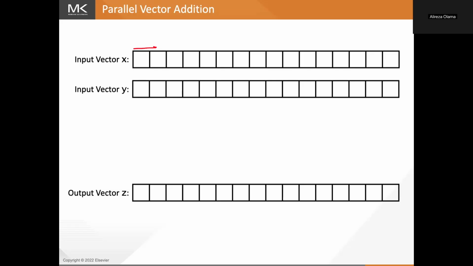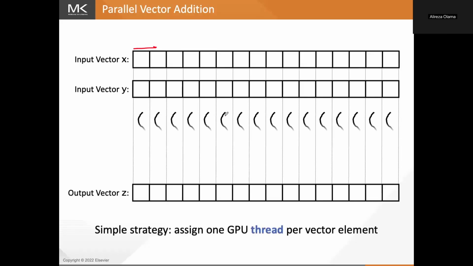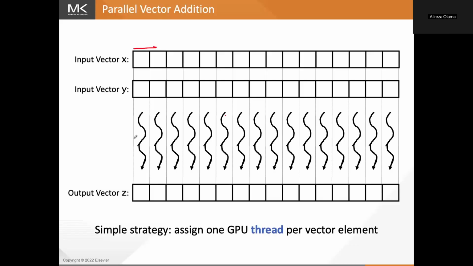So you basically don't need a for loop in this case, because you can assign a thread to only one addition, right? So this thread only works on these data points. This thread also works on these two, and so on, right?